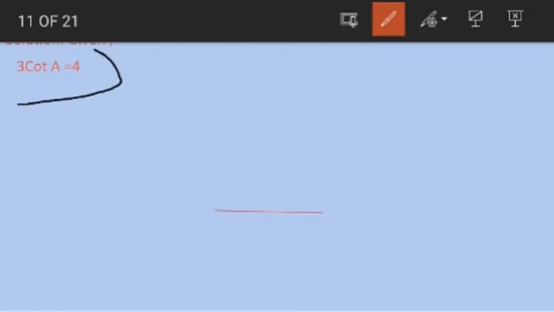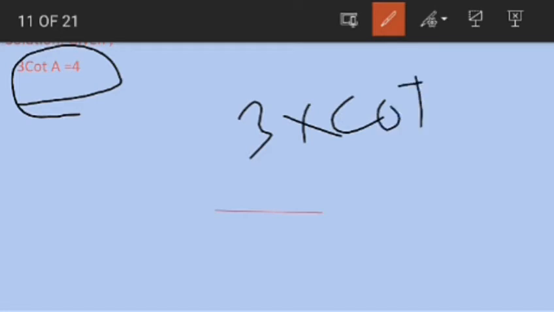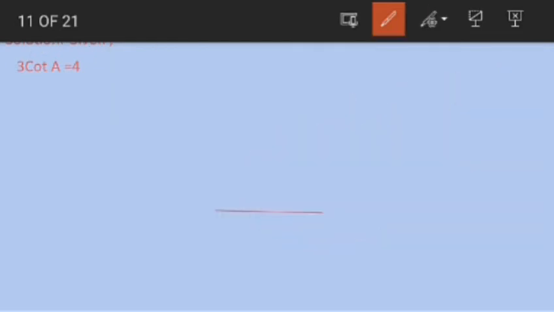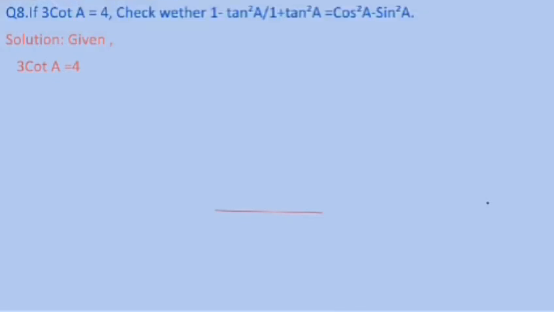3 cot A equals 4, that is, 3 into cot A equals 4. I can transpose 3 to the right hand side. So the value is going to be cot A equals 4 by 3. Now class, we have calculated the value of cot A, that is 4 by 3.